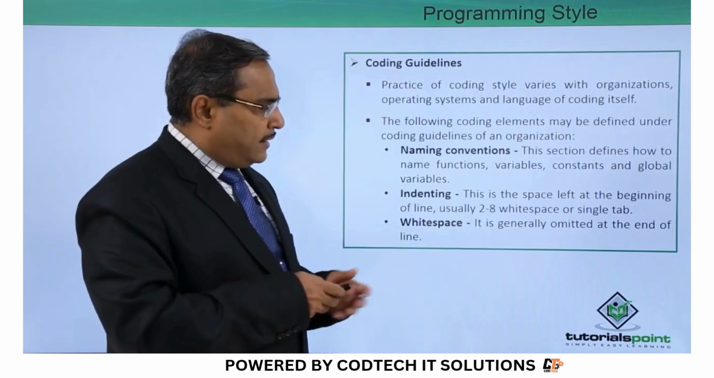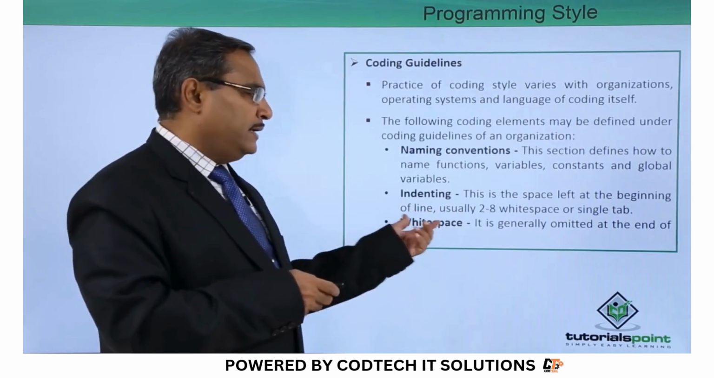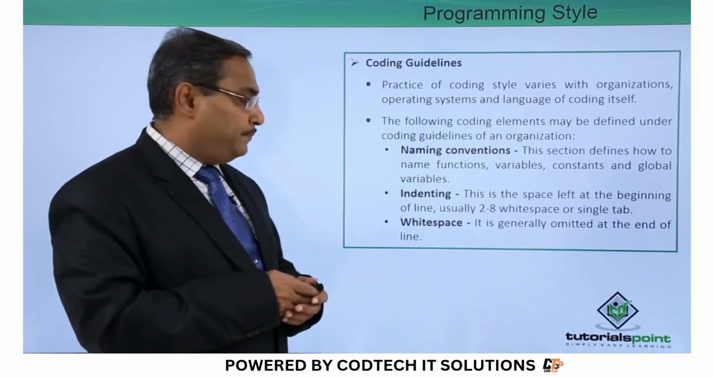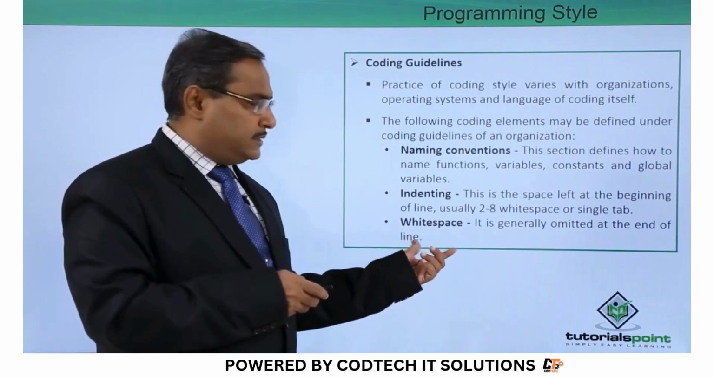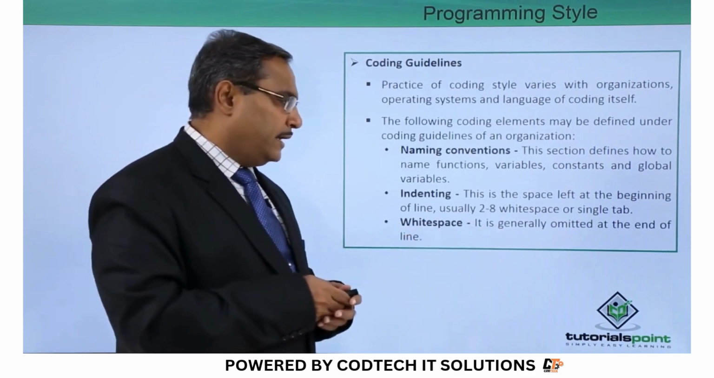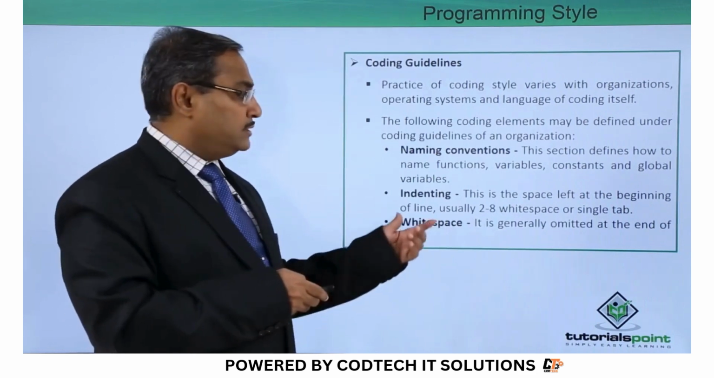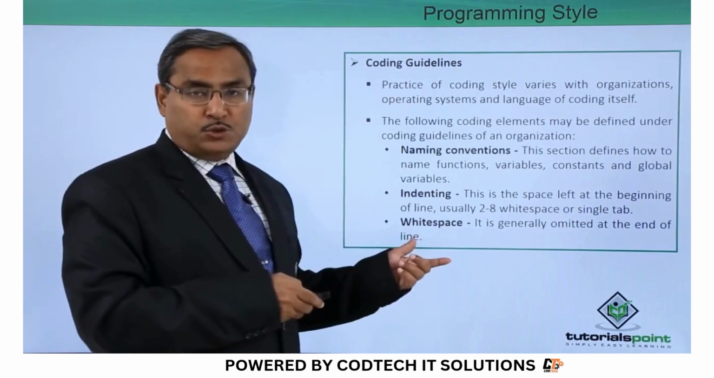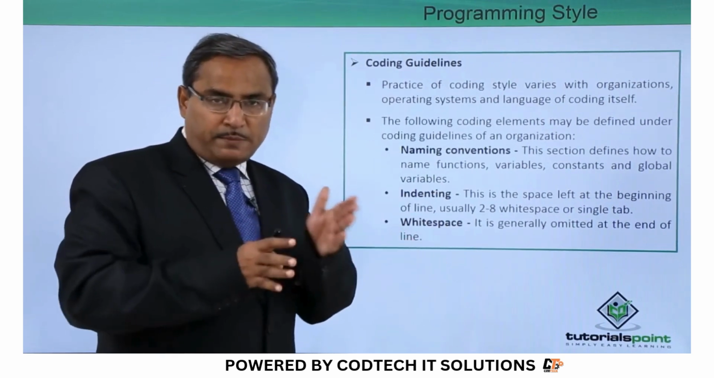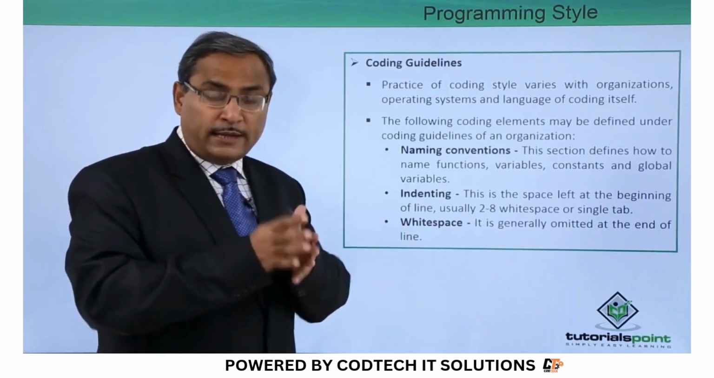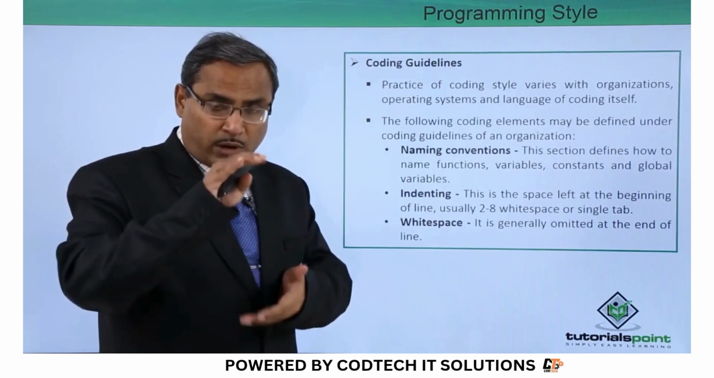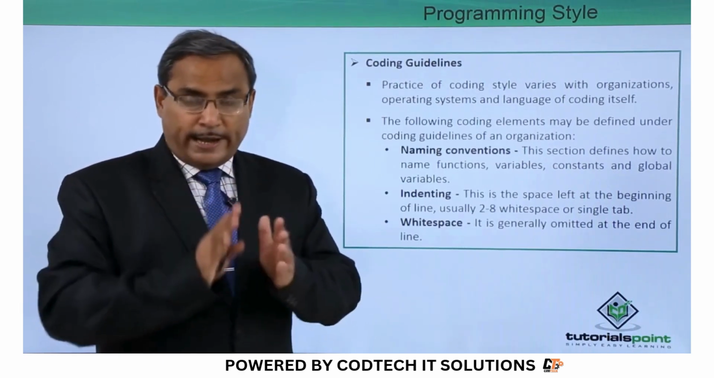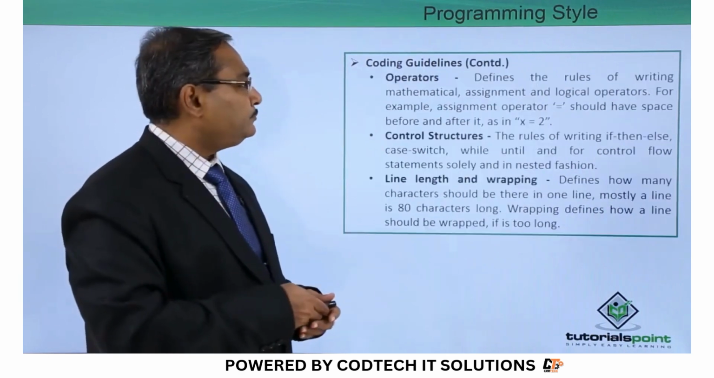Next one is indenting. This is the space left at the beginning of a line, usually 2 to 8 character spaces or a single tab. Next one is white space. It is generally omitted at the end of the line, so white space should not be used at the end of the line. Indentation should be done: we should leave some space at the beginning of each line to denote that this series of lines is under one block and another series of lines is under another inner block. So indentation is to be maintained.